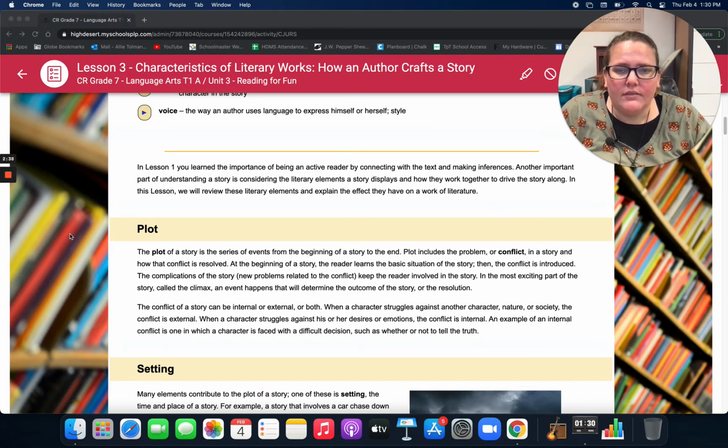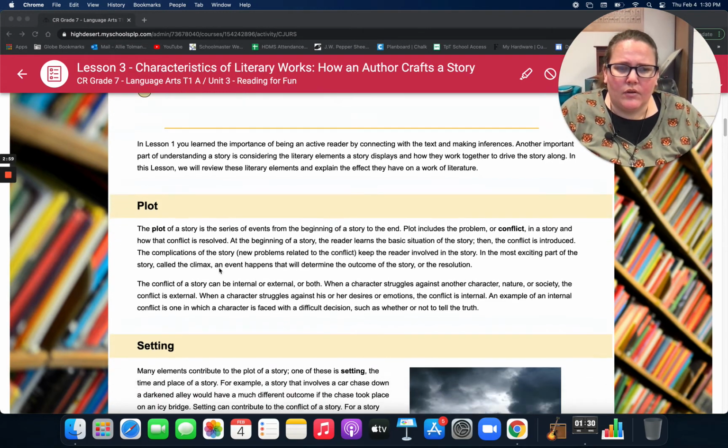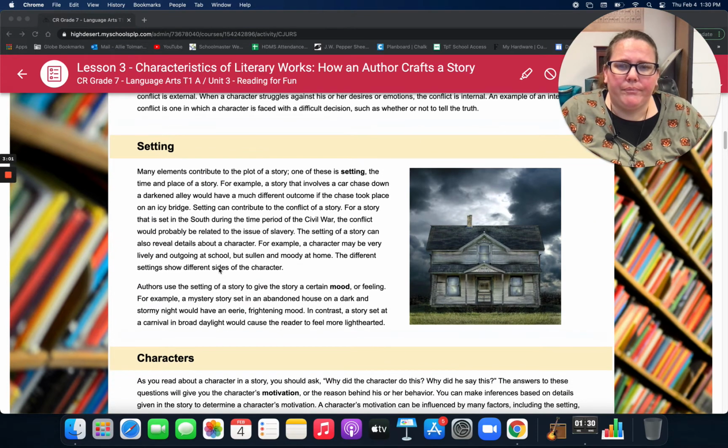The conflict of the story can be internal or external or both. When a character struggles against another character, nature, or society, the conflict is external. When a character struggles against his or her desires or emotions, the conflict is internal. An example of an internal conflict is one in which a character is faced with a difficult decision, such as whether or not to tell the truth.